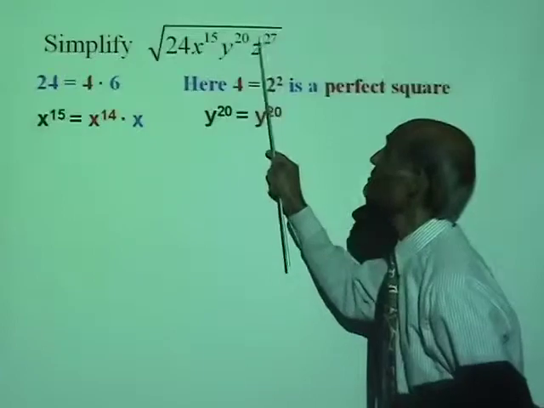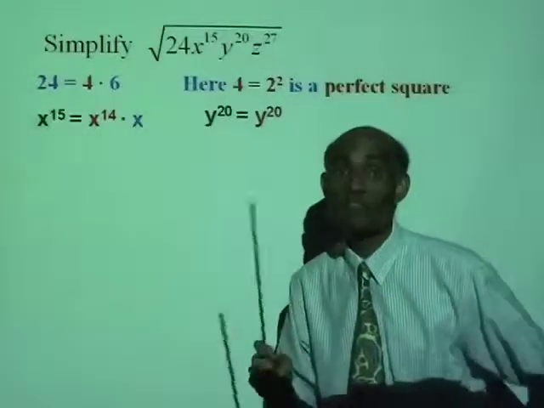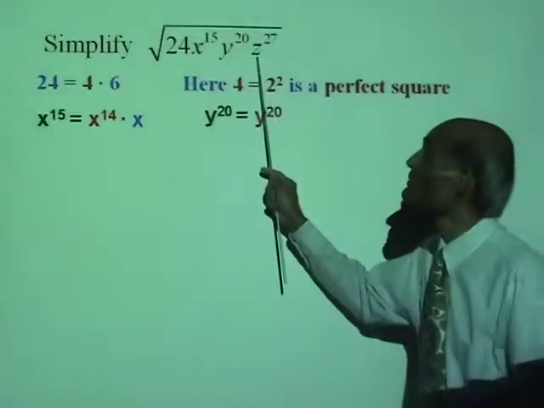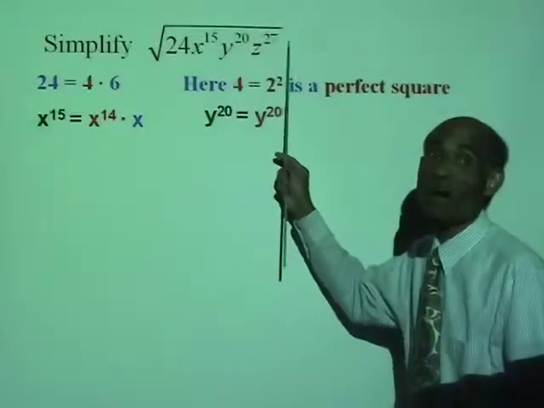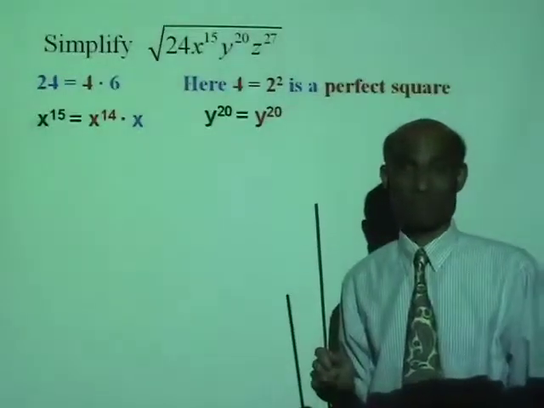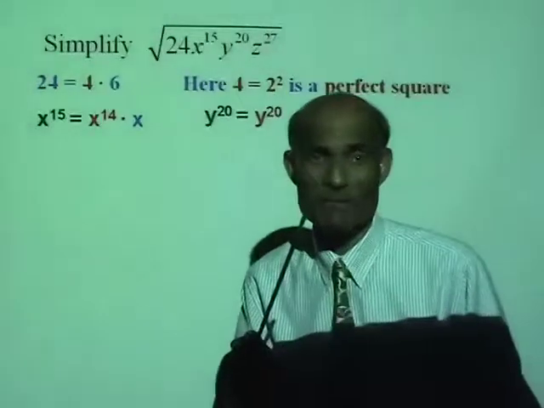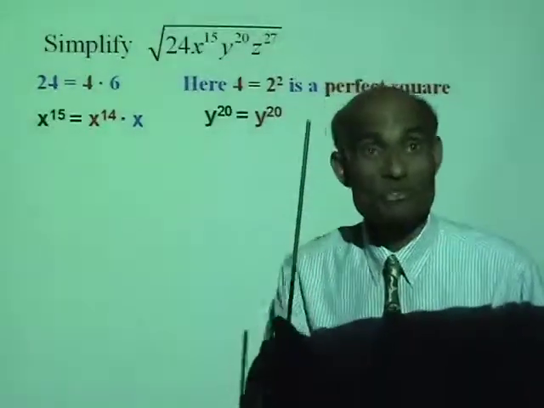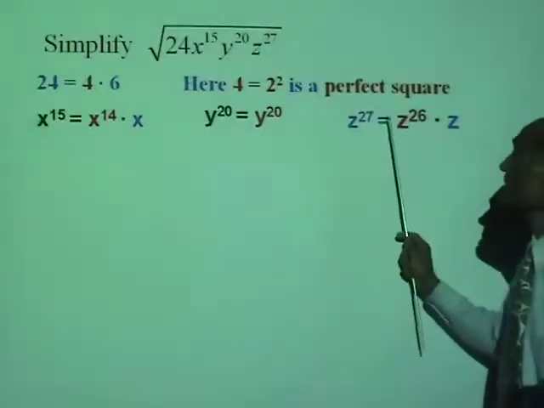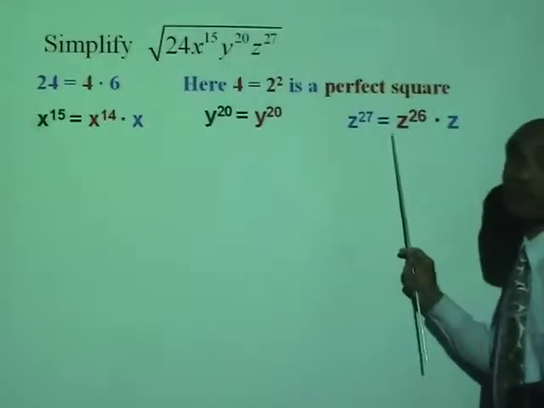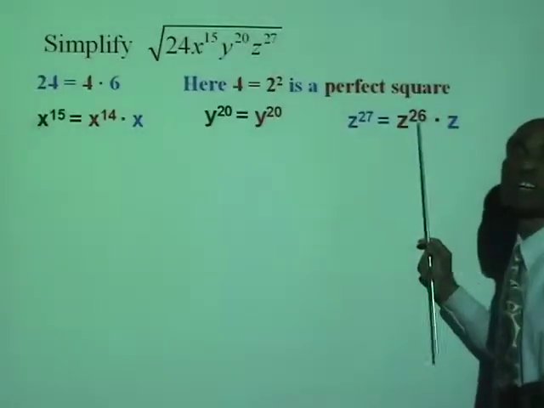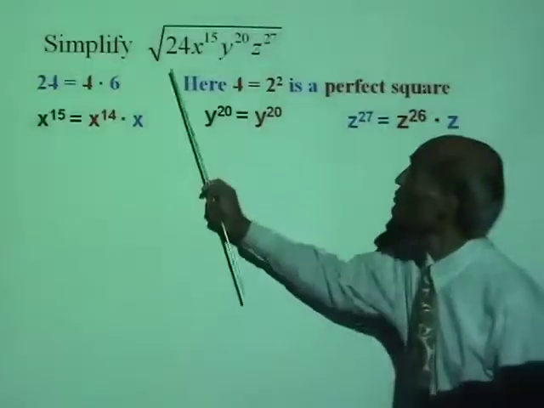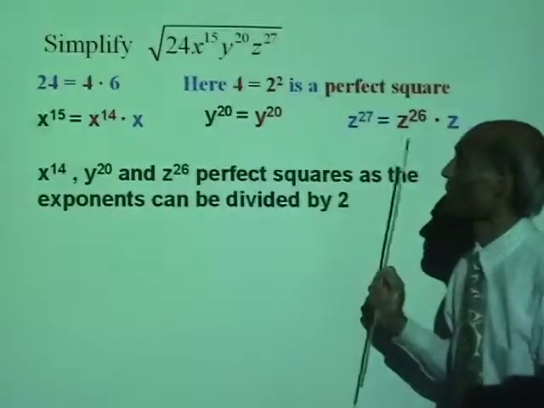How about z to the power of 27? Can you write that as the product of a perfect square? What is the highest perfect square in z to the power of 27? Yes, that will be z to the power of 26. That's right. Z to the power of 27 is z to the power of 26, the highest perfect square, times z. Alright, let's now use all these inside the radical.